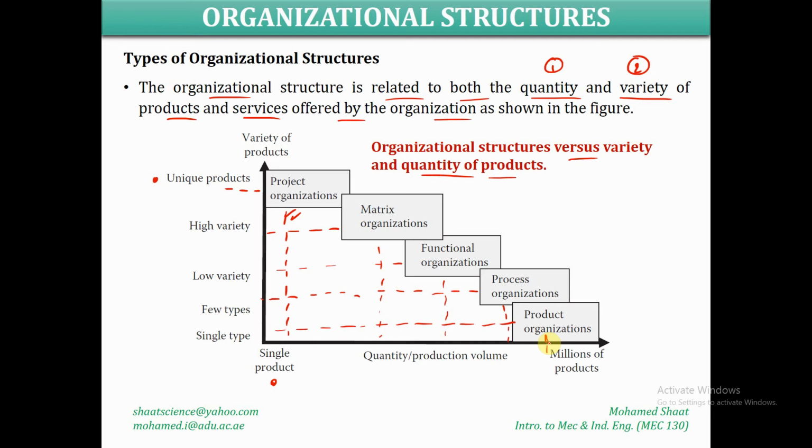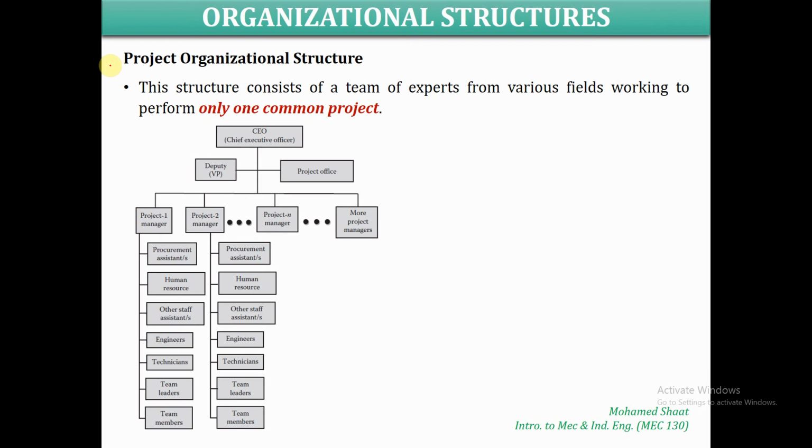The difference between these organizations is the structure itself. We have project organization, matrix organizations, functional organization, process organizations, and product organizations. Make sense? Now let us discuss every one of these different organizational structures, and let us start with the project organizational structure.